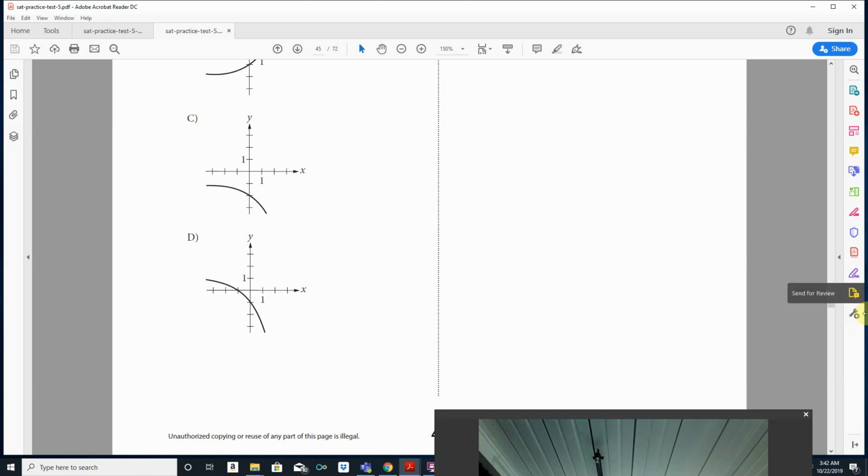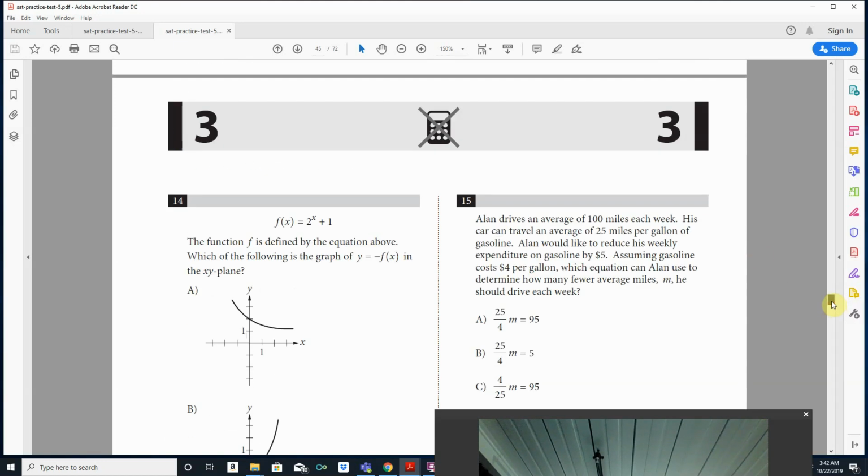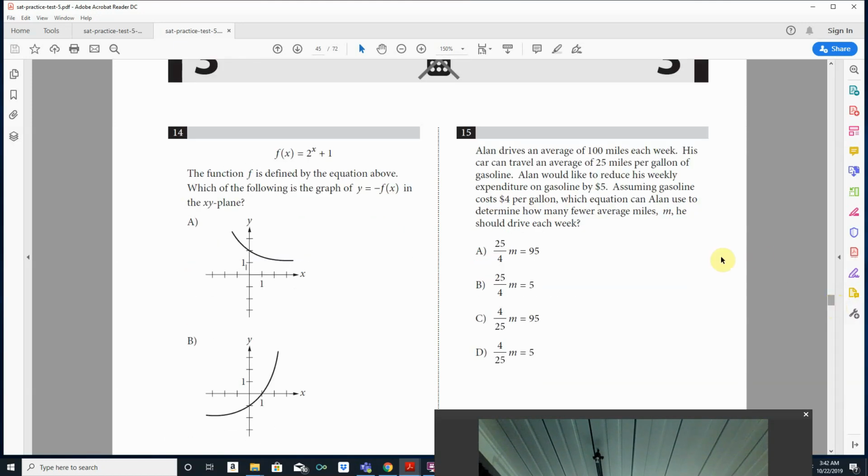Okay, 15, this was, okay, Alan drives 100 miles per week. Assuming gasoline costs $4 per gallon, which equation could Alan use to determine how many fewer average miles? So the problem I made here is I picked C, because I was like, oh, okay, well, 4 over 25 explains the relationship between how much it costs to drive per mile. You just $4 over 25 miles per gallon times the number of actual miles you go.